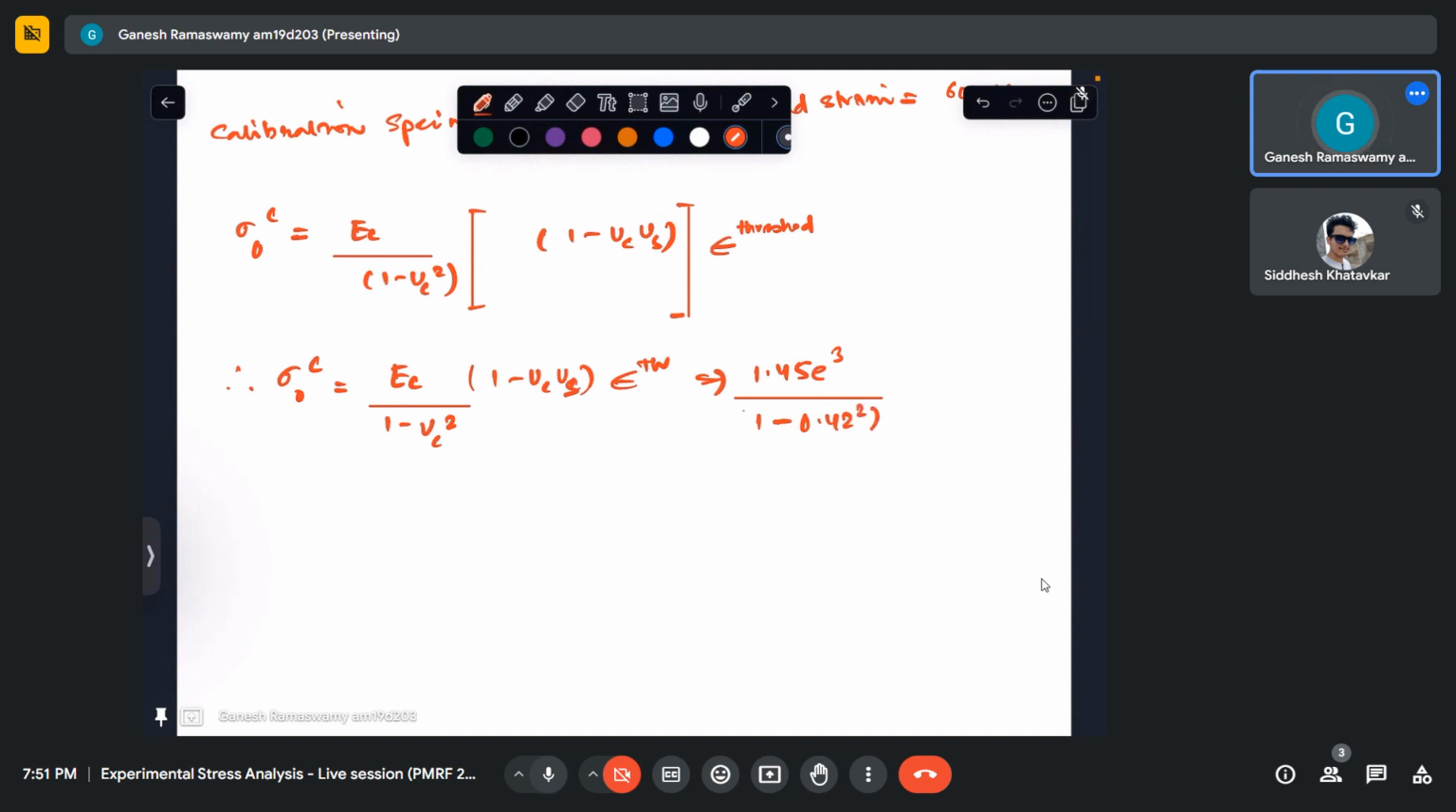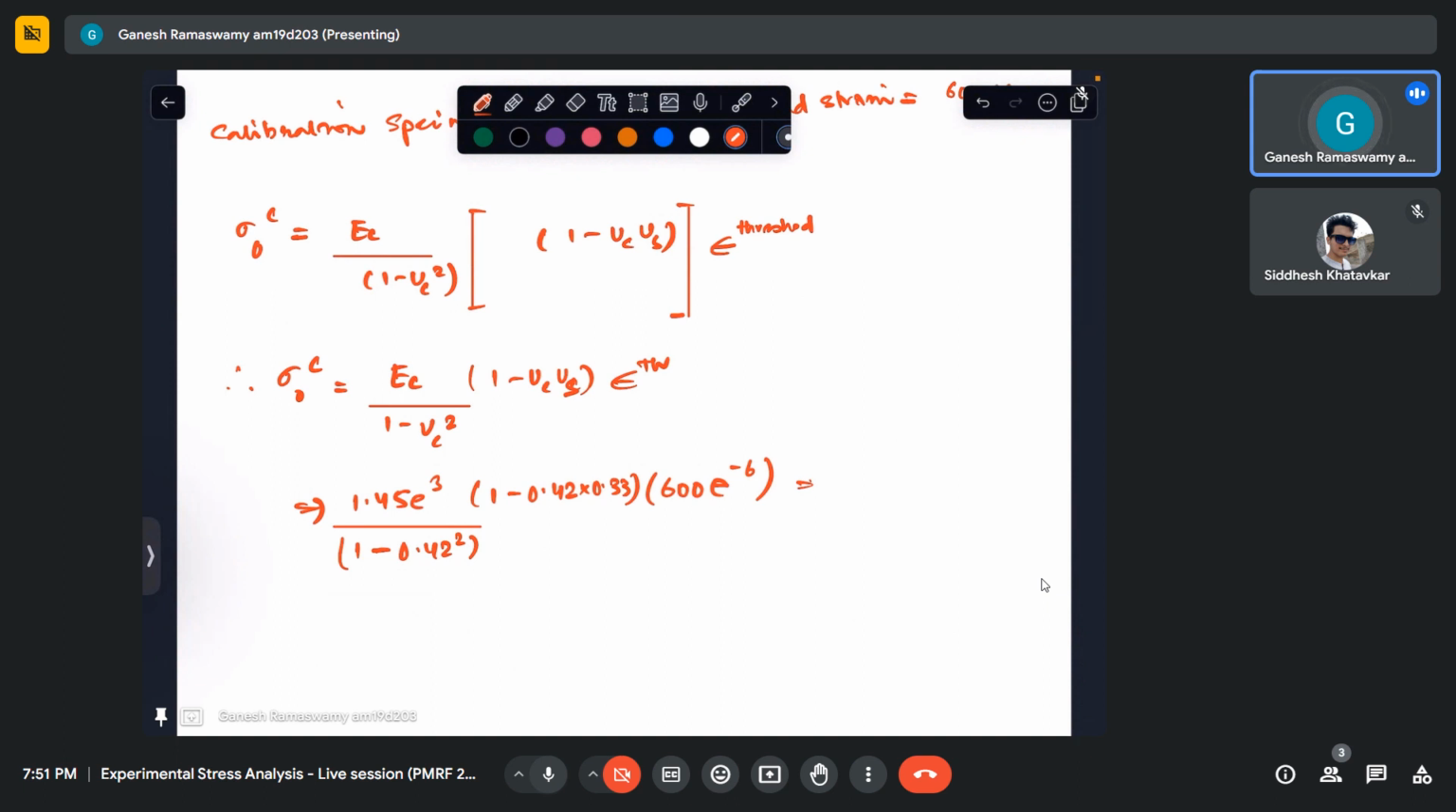So this is 0.42 squared into 1 minus 0.42 into 0.33, this entire thing into the threshold strain, which is 600 microstrain. So what does this come out to be? 1.45, let us solve this quickly, divided by 1 minus 0.42 squared into 600 e minus 6. So this comes out to be 0.91 MPa nearly. So the stress in the coating at which it failed is 0.91 MPa.